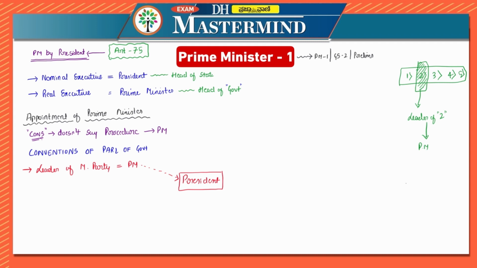But in one case, let's say 2 doesn't have majority. Let's say in that case 3 and 4 together is having majority. So previously we saw that 2 is having majority. Now in the next scenario we are seeing that 2 is not having majority, 3 and 4 together is having majority. At that point of a time, usually the convention says that the president may exercise his personal discretion in selection of appointment of prime minister.